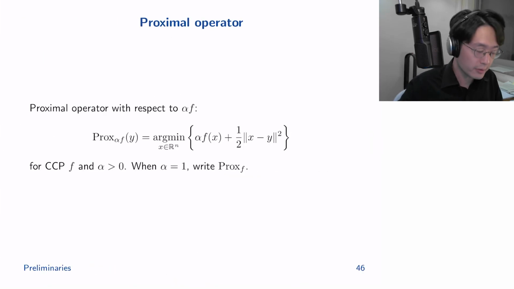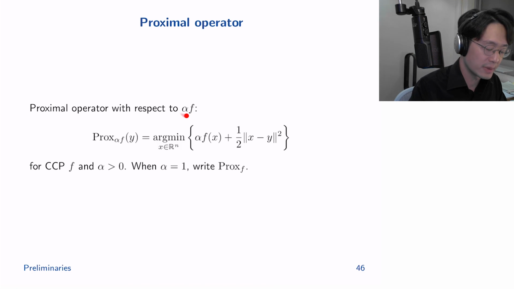Next, we have the proximal operator. We'll be using the proximal operator as a subroutine very often throughout these lectures. The proximal operator with respect to the function alpha times f is defined as prox alpha f. This is an operator, so it takes as input a length-n vector y, and is defined as the argmin with respect to x of alpha f(x) plus 1 over 2 times the norm of x minus y squared. So y is the input and x is the variable that we minimize over.